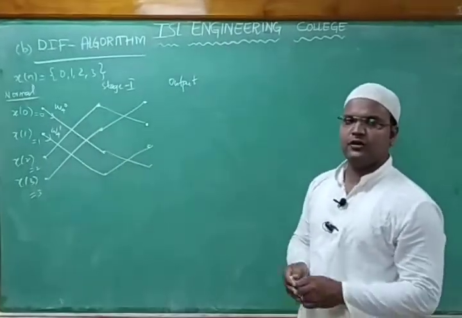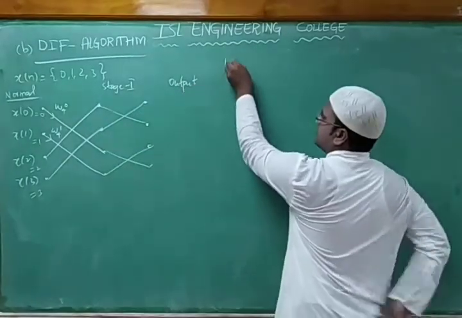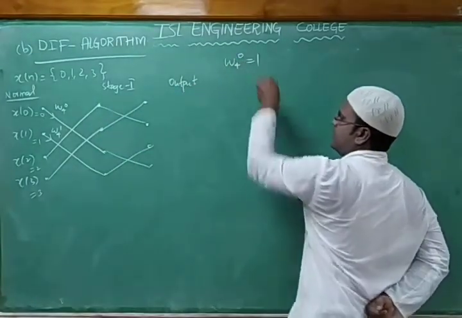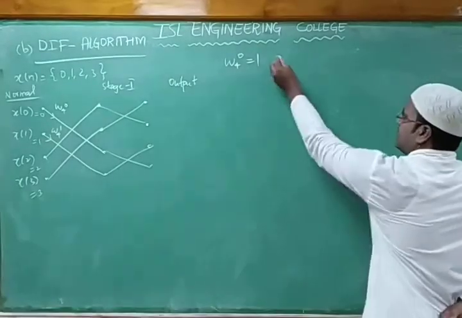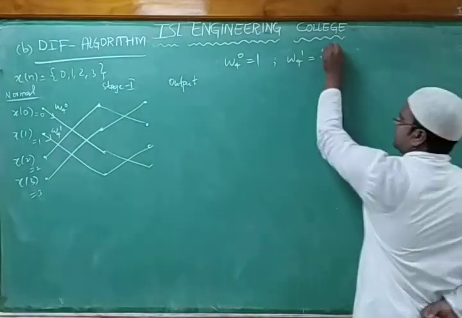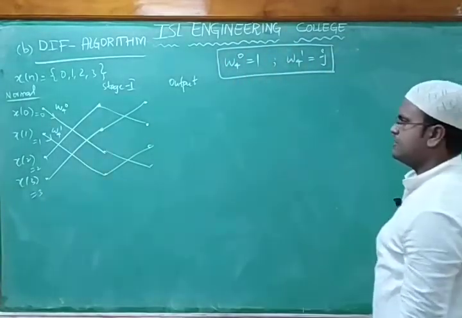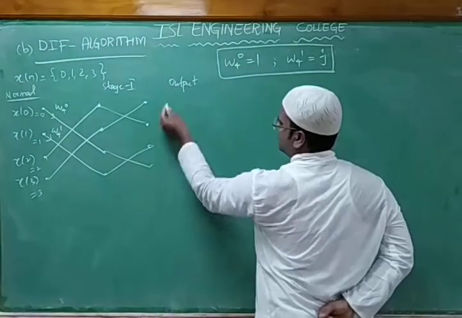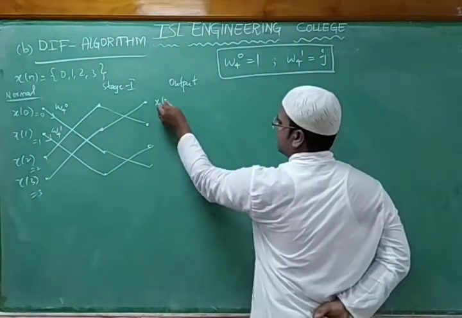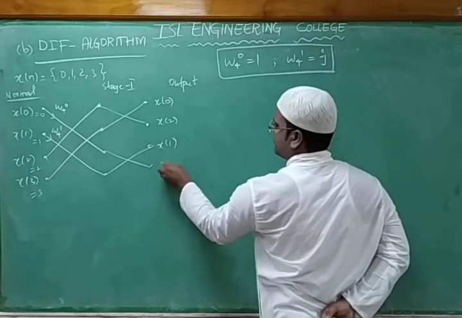So whatever values we had, we have written like this. Now we have to go for analyzing this function. Before analyzing, we should know that W4 of 0 is 1. Next, W4 of 1 we can write as minus j. Just now we found these values by taking the twiddle factor. Now we'll analyze. We need to write our output in bit reverse order. What is bit reverse order? X of 0, x of 2, x of 1, x of 3.